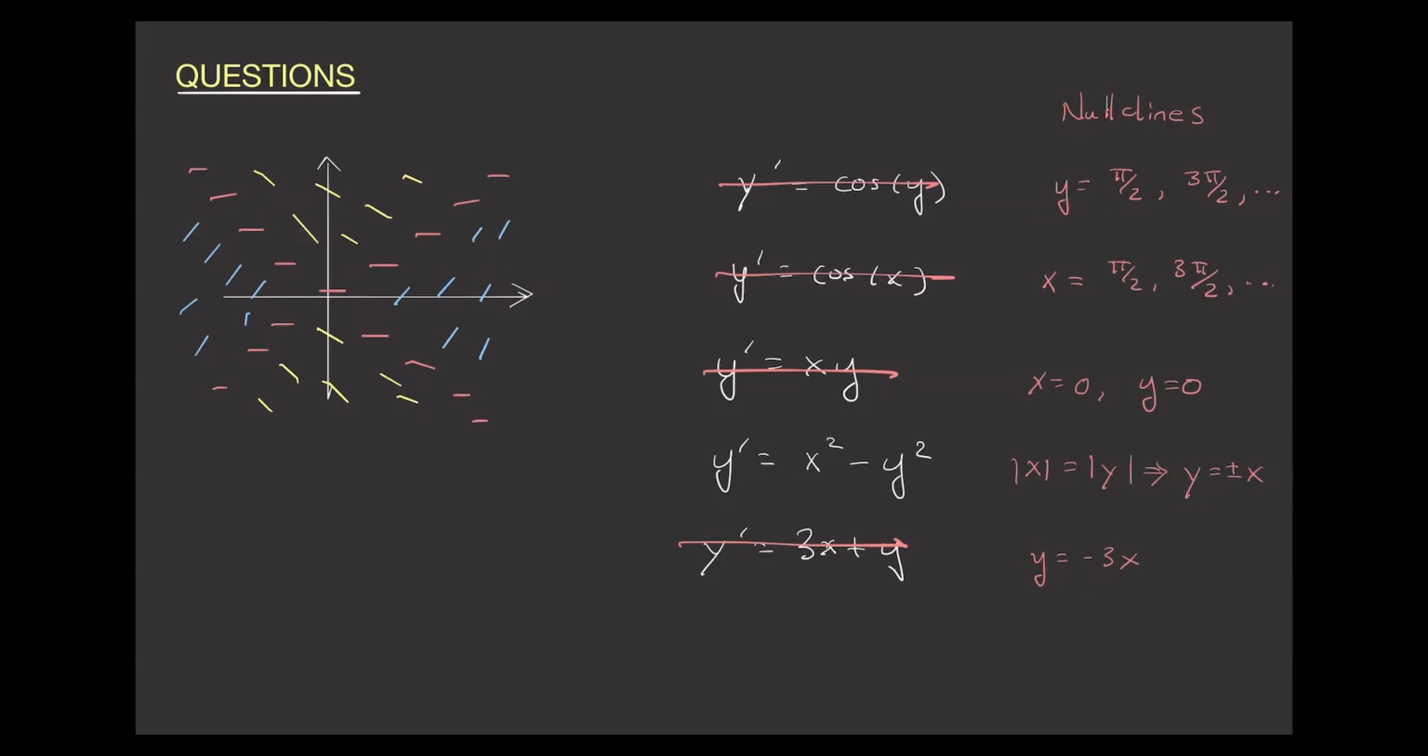If you weren't sure it was at least one of them, you could do further checks and you'd find out when y is greater than x, that happens in this area, then you'll get negative slopes. And when x is greater than y in absolute value, that happens over here and here, you'll get positive slopes and so on. But null-clines is the first one I would check. That leaves this one here.